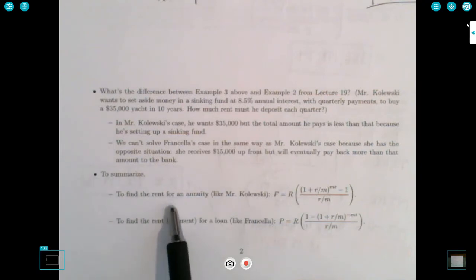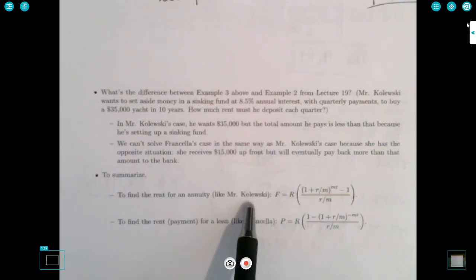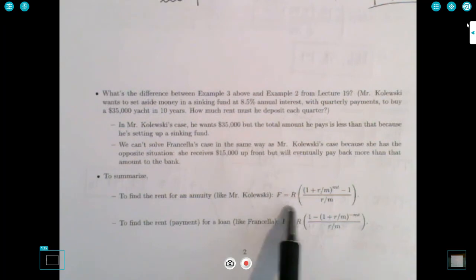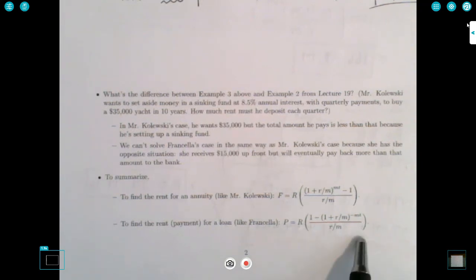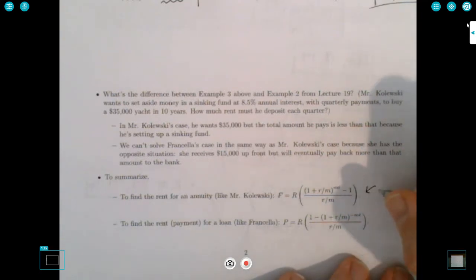If you want to find the rent for an annuity, like in Mr. Koluski's case, so if you want to figure out how much money should I put away every month in order to save up for a certain amount, then you use this formula. If, on the other hand, you want to figure out, well, if I just borrow that and then pay it back one month at a time or whatever, what's my monthly payment going to be? So if you want to find the rent or payment for a loan, like in Francella's case, then you use this formula, okay? So this was Lecture 19 stuff.